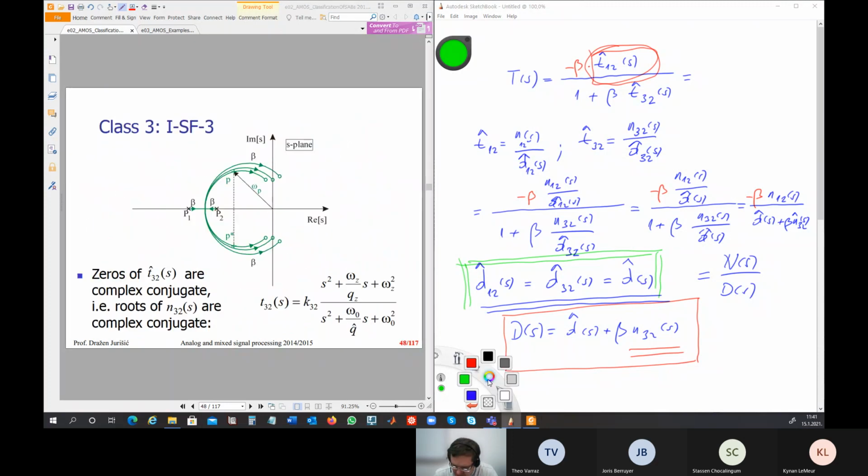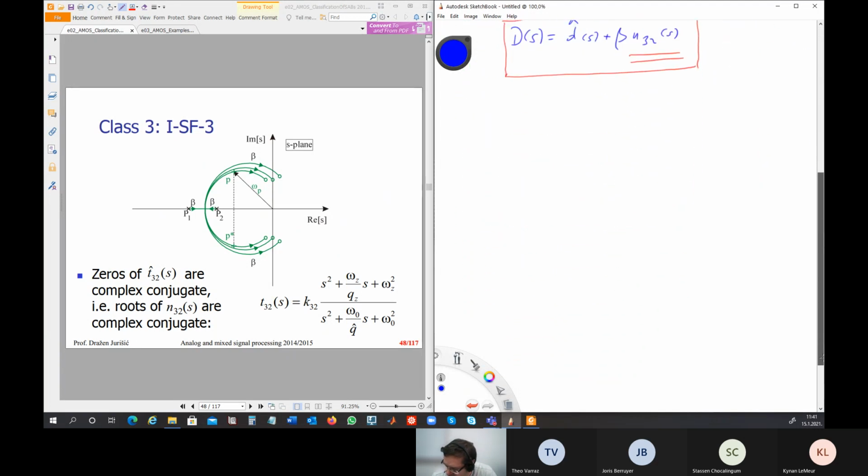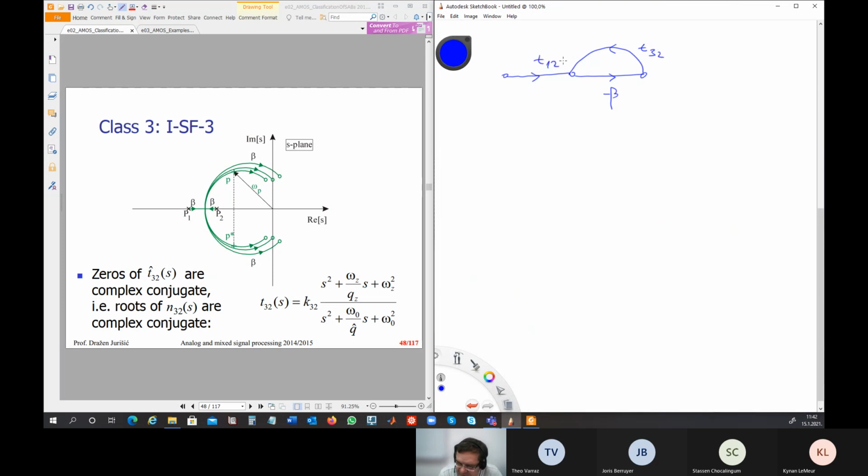Now we will continue with class 3 because we have told that class 1 and class 2 are just theoretical classes. And here we are still with the same signal flow graph, which has here minus beta. This has here T32. This has here T12. And this is the output, which is node 3.